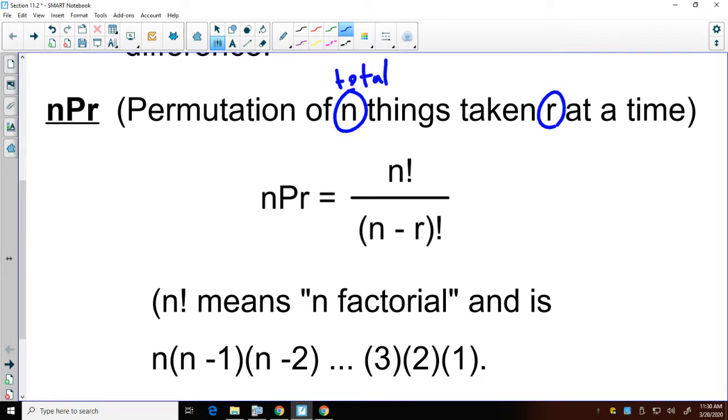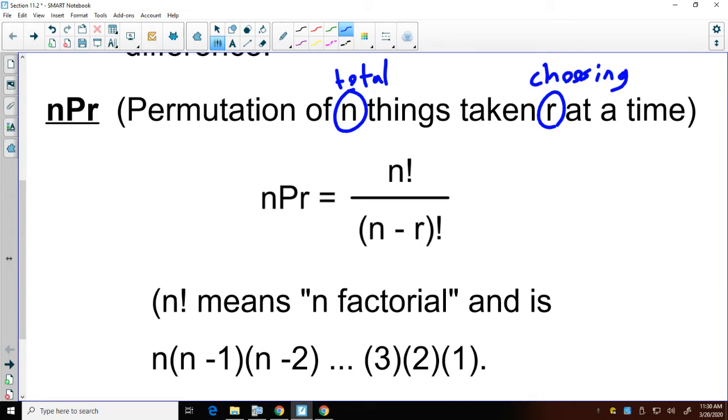The R represents what we are choosing. Okay, so if I was talking about the race a moment ago, first, second, and third, I have all the racers, that's N. And then the R would be who is my first, second, and third. So my R would be 3. N represents the total, and R is talking about how many you're choosing.